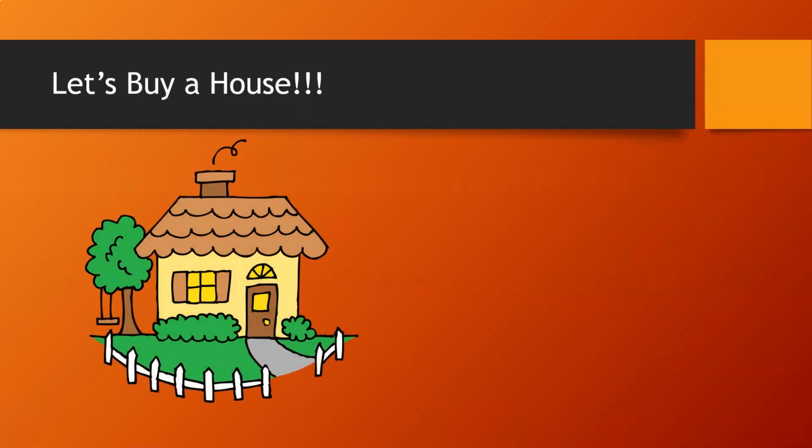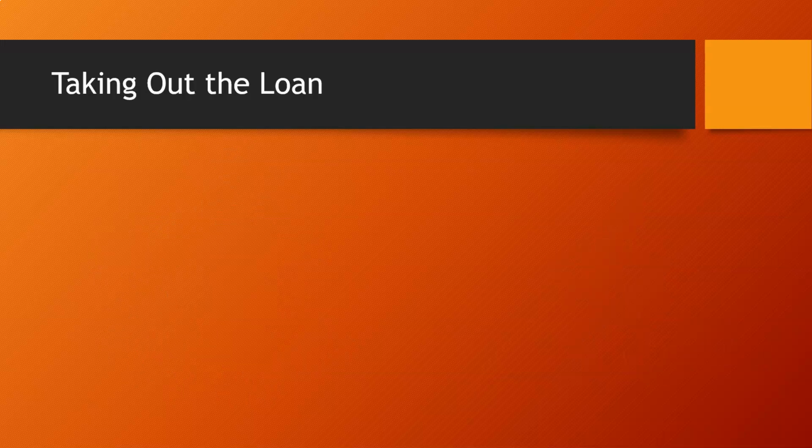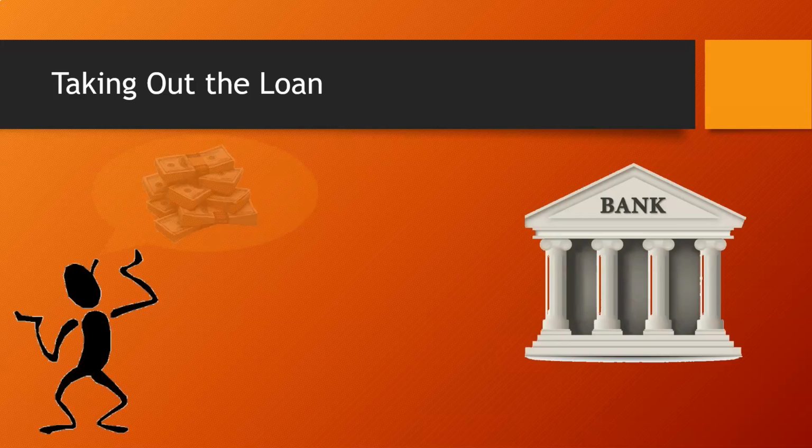Buying a home is a big purchase, and chances are, when you want to buy your home, you'll have some money for a down payment, but you won't have all the money it takes to buy the house. In that case, you'll have to go to a bank and tell the bank how much money you need to borrow to make up the difference between the down payment and the price of the house.